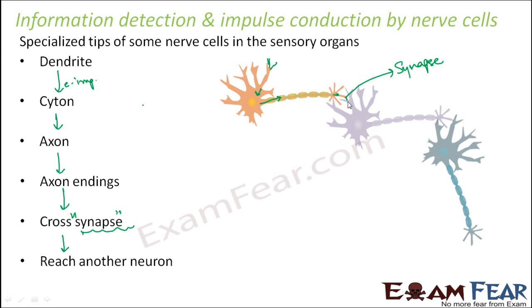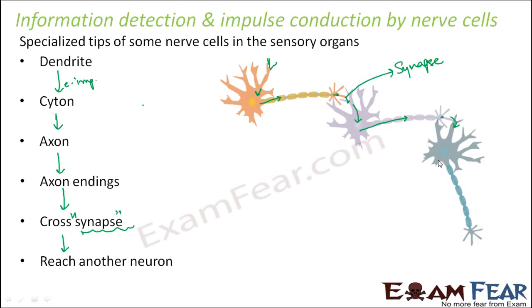Correct? Now it has reached another neuron. Here also, it will reach the dendrite. What has reached the dendrite? The chemicals. At the dendrites, the reaction will start, and the chemicals will get converted into an electric impulse. The electric impulse will move along, again it will go to the axon endings, and again chemicals will be produced. They will cross the synapse, and again in the dendrites it will generate an electric impulse, and this process will continue. That is how this conduction takes place.